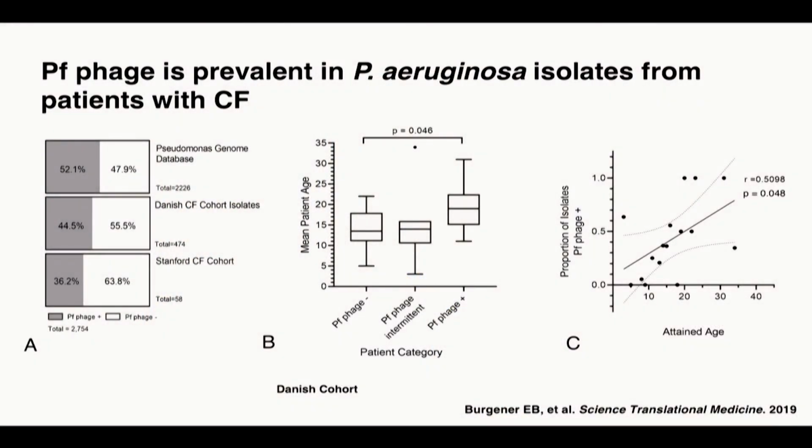And you can see that our phage positive patients are significantly older than our phage negative patients. Panel C is also looking at age, but in a different way. This is looking at attained age, so the age at the end of the study, and then the proportion of their isolates that contain phage. And you can see the older the patient, the more likely they had more isolates with phage.